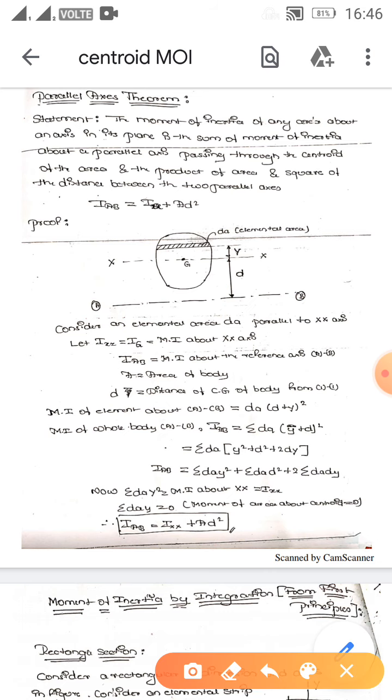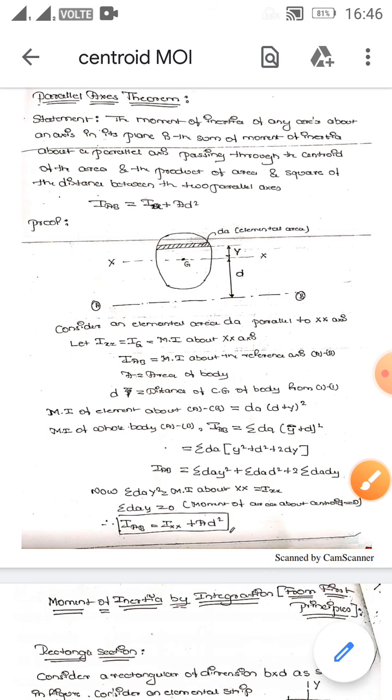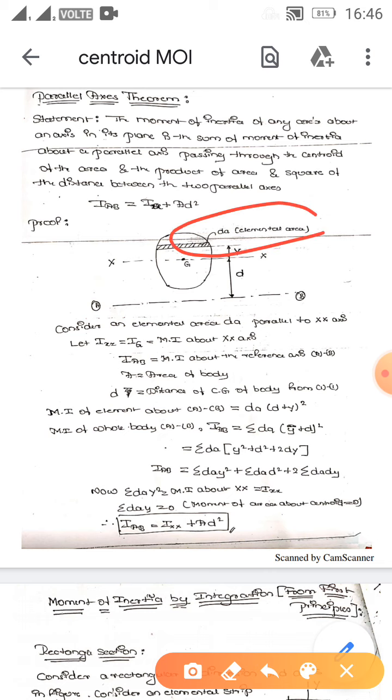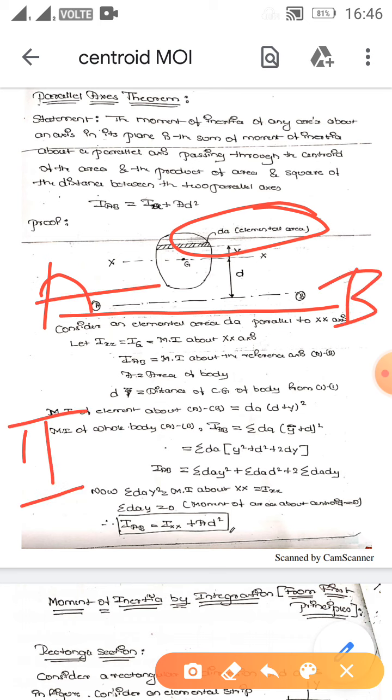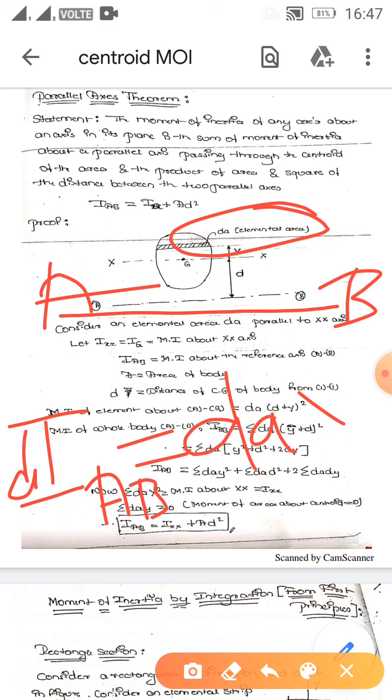So the moment of inertia of the element about AB. As per the definition of moment of inertia, it is area into distance square. Presently we are taking only the small strip dA, so the moment of inertia of this small element dA about the AB axis is dIAB. As per the definition it is area into distance square. The distance of that small element with respect to the axis is y plus d.